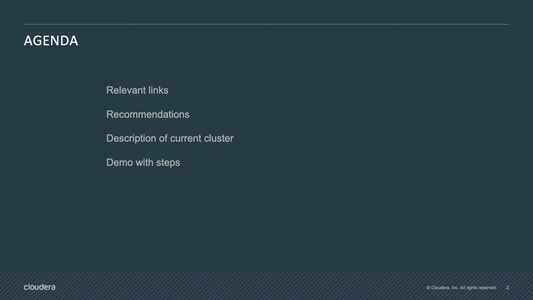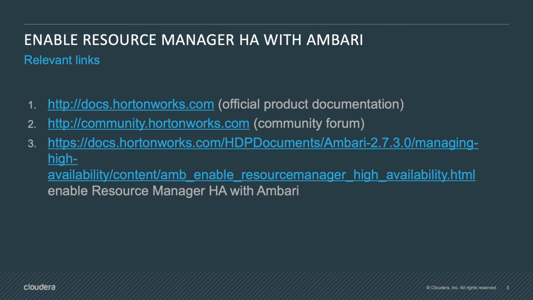The agenda. First, we are going to see relevant links, then recommendations, then description of current cluster, and finally, demo with steps. Relevant links. First, the official product documentation link of Hortonworks Cloudera products. Second, the community forum. And third, the link of the manual to enable Resource Manager High Availability with Ambari. We are going to follow this guide.